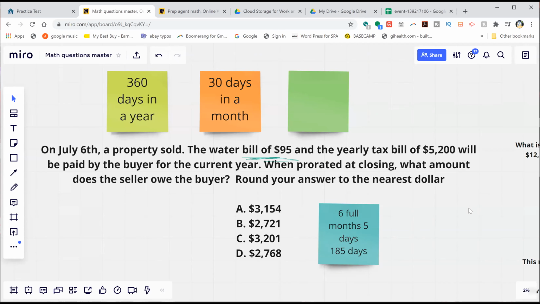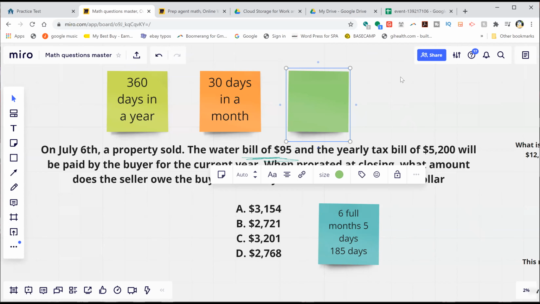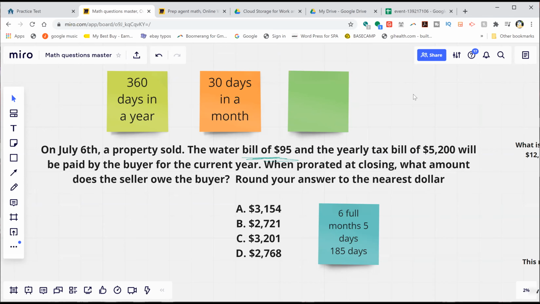Now, what I always do is this. Whenever I work on a proration problem, I always tell you, and this is the easiest way to do this. I'm going to give you the hard way, and then I'm going to give you the easy way. Someone asked me how I got to 185 days. We have to figure out how much the seller will owe the buyer.